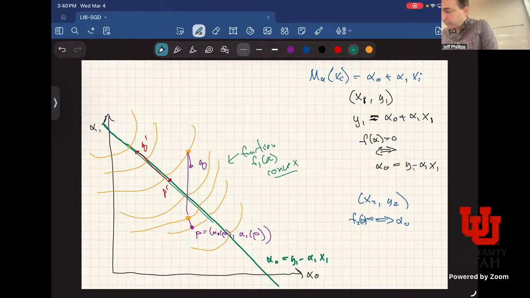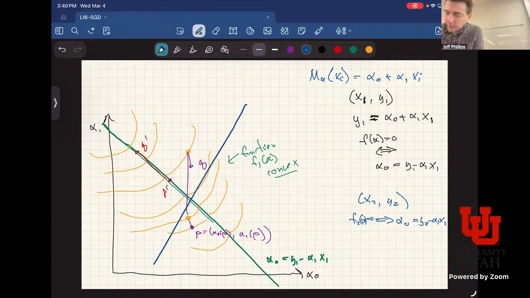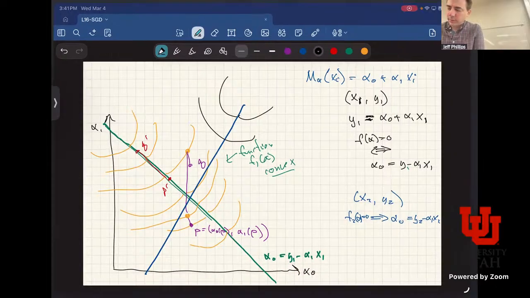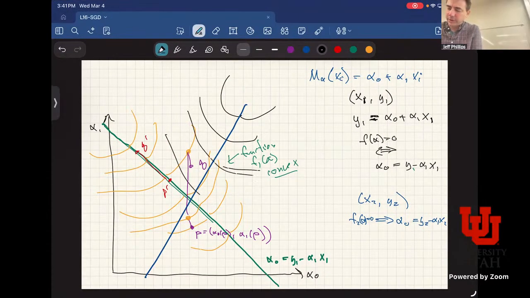This was alpha 0 equals y2 minus alpha 1 x2. Right? So now I have another data point. This is going to give me another line here. And through this line, I'm going to get another kind of half pipe. Right? I'm going to get another half pipe through here.